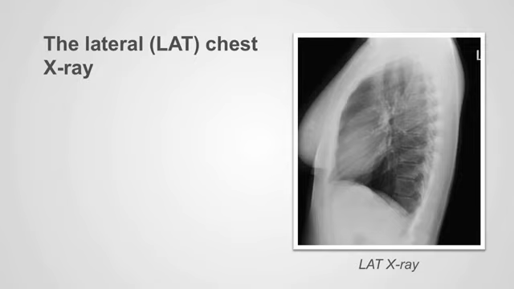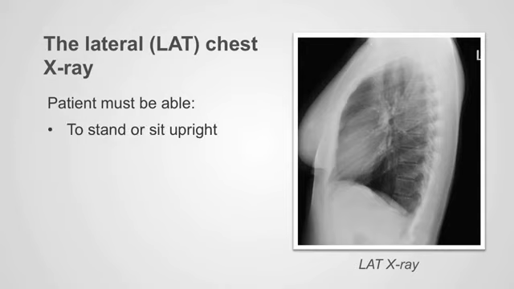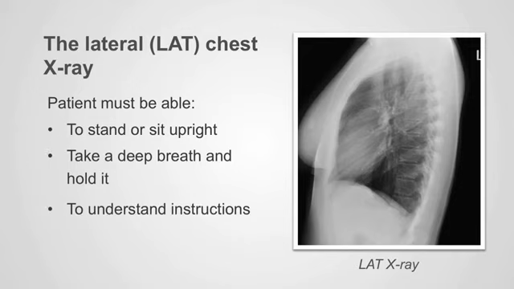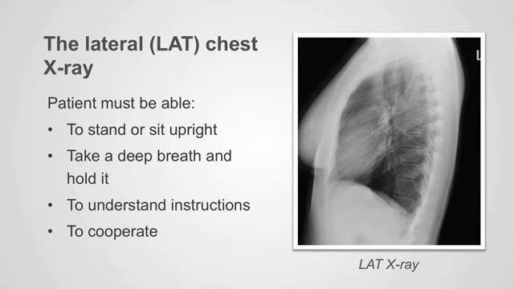When the lateral X-ray is performed, the patient is positioned so that the left side of the chest lies adjacent to the X-ray detector. The X-ray beam courses through the chest from right to left. In order to do a lateral X-ray, the patient must be able to stand or sit upright, take a deep breath and hold it, to understand instructions, and to cooperate.